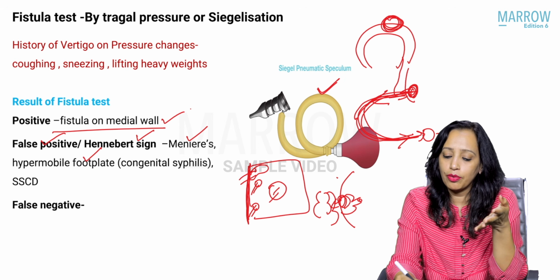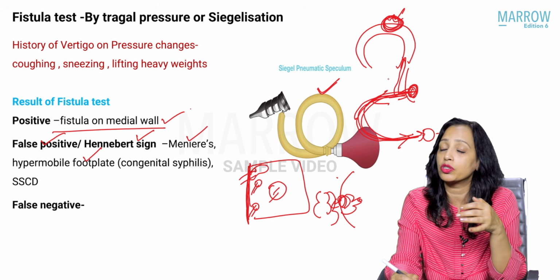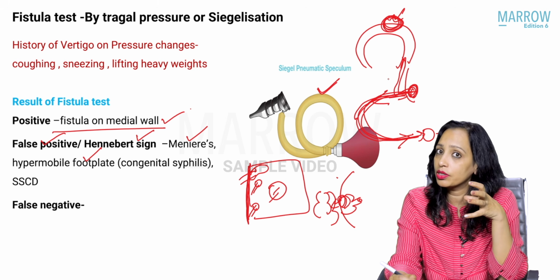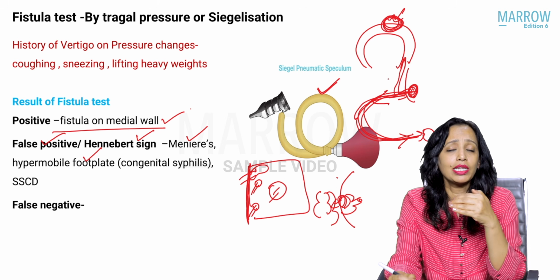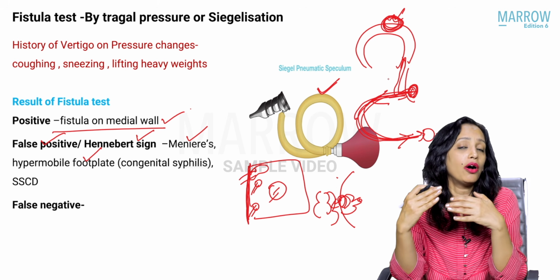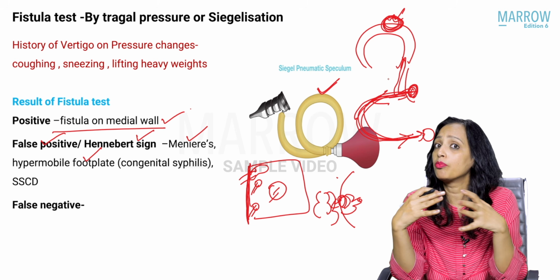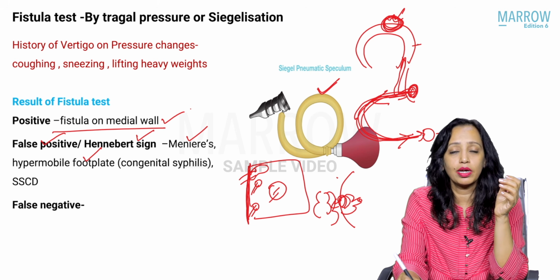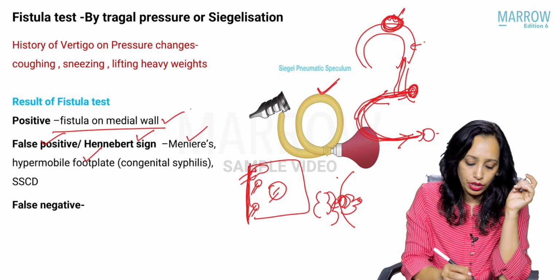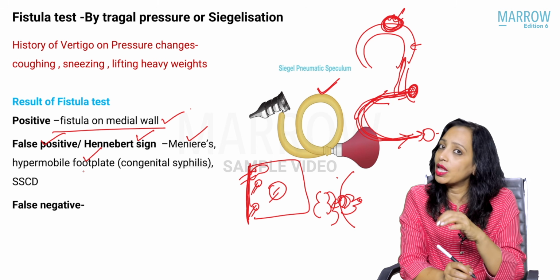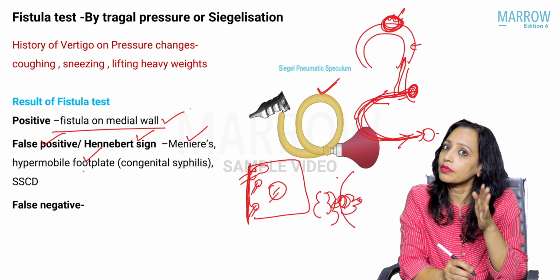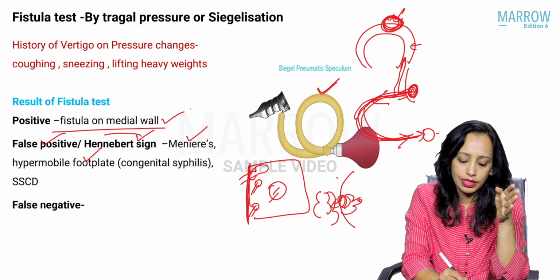But if there is an abnormal communication here, there is abnormal movement of the perilymph, because whenever there are pressure changes or loud sound, all this will happen. So this abnormal movement of the perilymph will abnormally stimulate the semicircular canals, leading to vertigo. So all this can lead to a positive fistula test without a fistula on the medial wall. That is what is known as Hennebert sign.